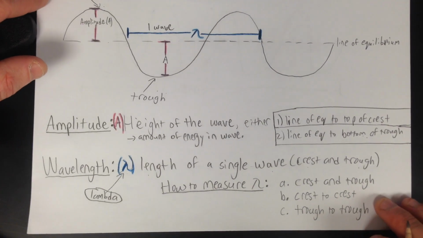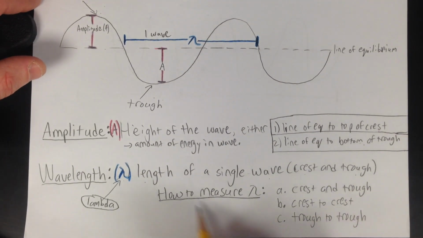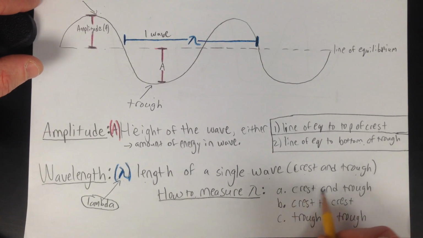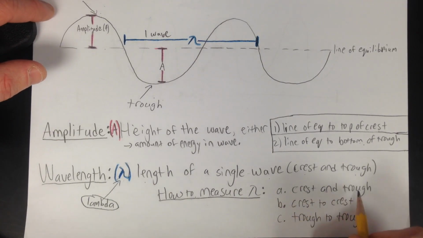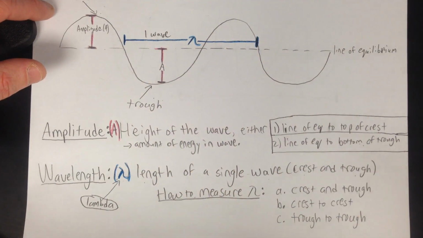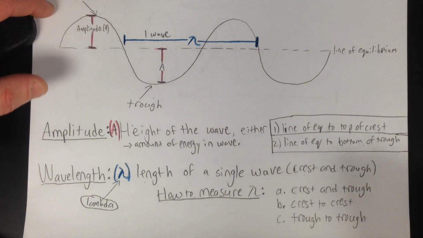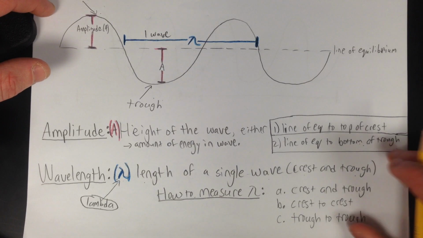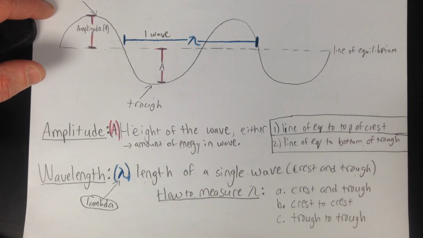Alright. How to measure wavelength. There's actually three ways to measure wavelength. First is easy. It's the crest and the trough together. How long your crest is, that's half a wave. How long your trough is, that's another half a wave. Those two lengths together get you the wavelength.